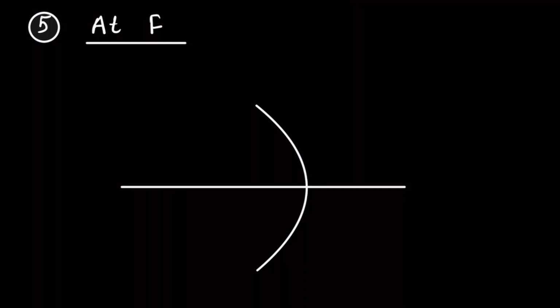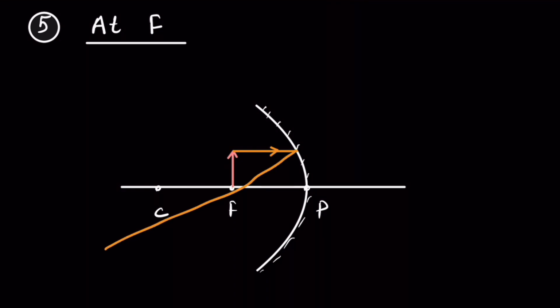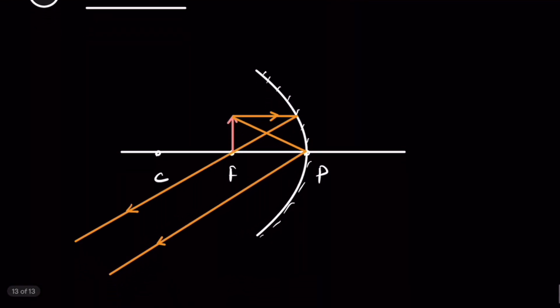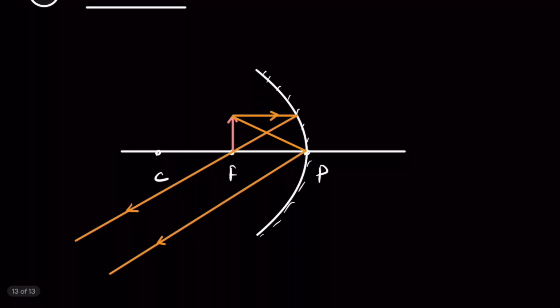Next is when the object is at F, means at focus. This is our concave mirror. This is the principal axis, pole, focus, and center of curvature. So at focus, we take an object and two rays we will take. One is parallel to the principal axis, so it must pass through the focus, and second is through the pole. In this case, what we will notice is that both the reflected rays are parallel to each other.